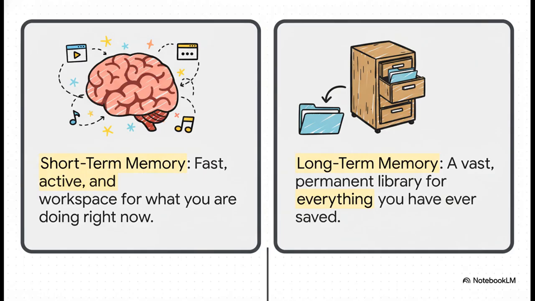It's got a short-term memory that's constantly juggling everything you're doing right now, all your open tabs, the apps you're running. It's incredibly fast, but it's also temporary. And then it has its long-term memory. Think of this like a giant, permanent library for every single thing you've ever saved. It's a little slower to get things out of, but it's built to last.